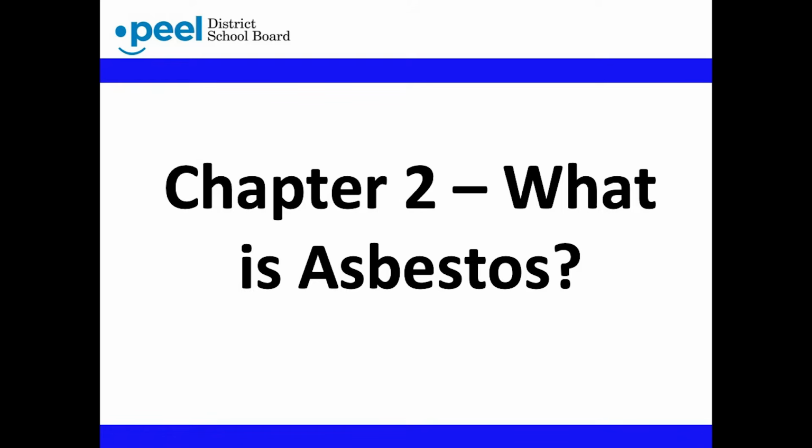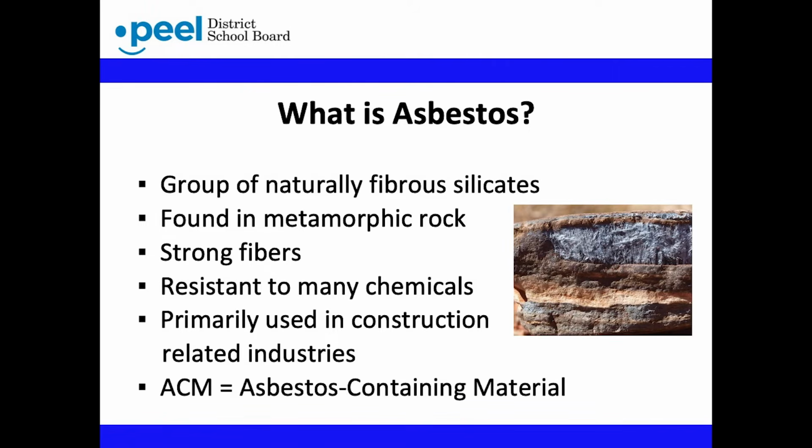In this chapter, we will learn more about asbestos, what it is, the different types of asbestos, and its classifications. Asbestos refers to a group of naturally occurring fibers mined from rock. Asbestos fibers are naturally resistant to heat and fire and very strong. Because of these properties, asbestos fibers were used in hundreds of applications, primarily in the manufacturing of building and construction materials. It is important to note that a material is not asbestos, but a material may contain asbestos. This is why you will often hear the term asbestos-containing material, or ACM.